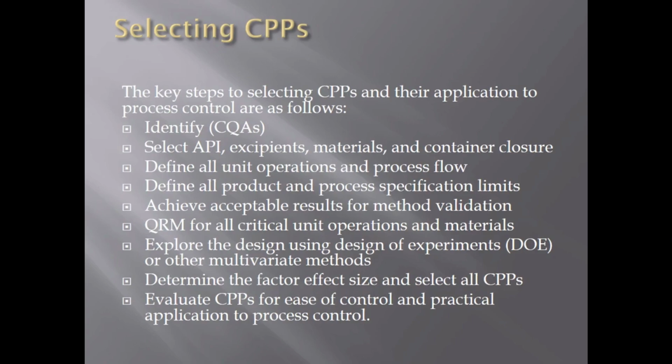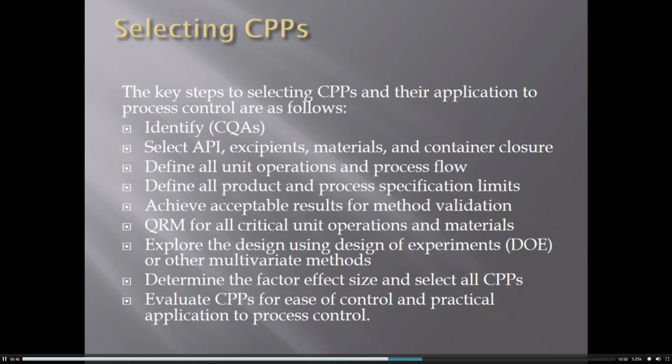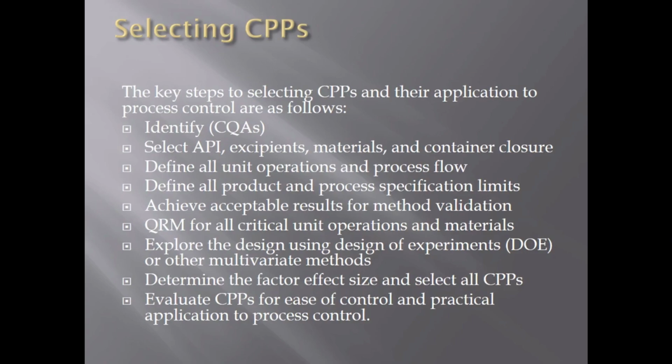Identify critical quality attributes, or CQAs, for drug product and drug substances. Select API excipients, materials and container closures. The key parameters and analytical methods that measure the attributes of the APIs or the key materials, packaging and container closures have to be examined during quality risk management, or QRM, approaches. This approach focuses on finding those attributes that would be critical to maintain the quality and stability of the drug substance and drug product. Key findings of this QRM review are added to the CPP list that needs to be controlled. The next step is to define all unit operations and process flow.